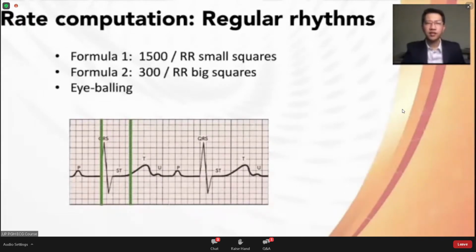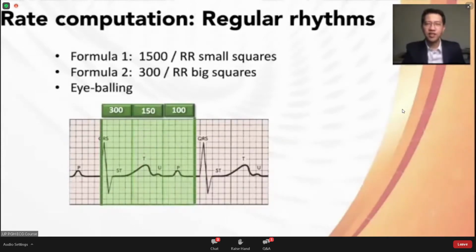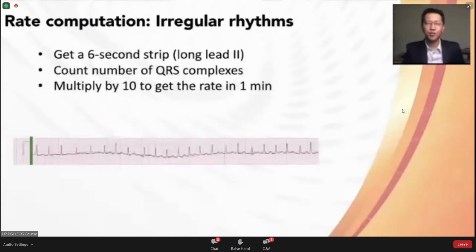For rate, there are a lot of ways to compute the heart rate. You can use the formula method, which is 1,500 divided by the number of small squares between two RR intervals. You can use an alternative formula, or actually you can use eyeballing as follows. If the RR intervals are separated by one big box, the estimated heart rate is roughly 300. Two big boxes is 150. Three big boxes is 100 beats per minute. Four big boxes is 75 beats per minute. And finally, five big boxes will translate to 60 beats per minute.